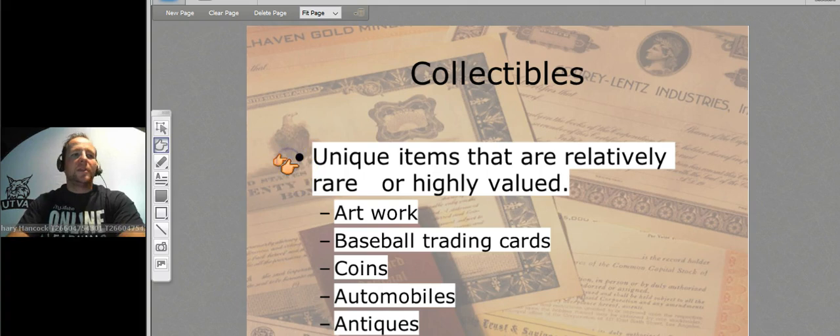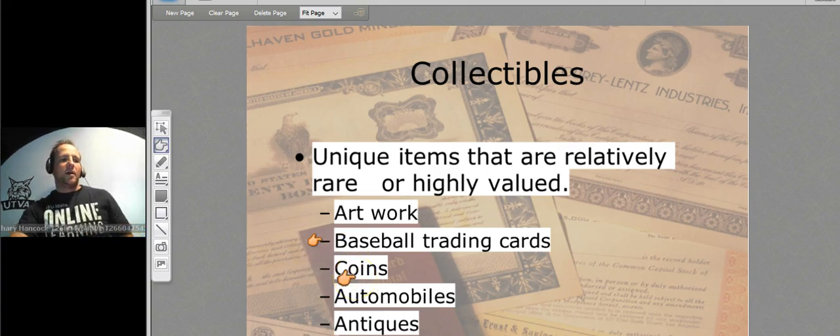Okay, another thing that you can buy is collectibles. They're rare or highly valued things. So think about artwork. Artwork can be known as an investment. Baseball trading cards or basketball cards. If you had Michael Jordan's rookie card, it's worth a lot of money. Those kinds of collectibles. Coins, so old coins are collectibles. Automobiles, I would love to get an old automobile and keep it. Antiques, some antiques are valued high, and they're an investment over time, okay?